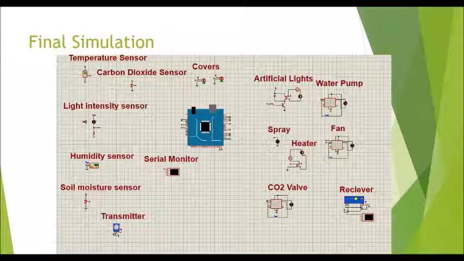The final components used in this simulation are transmitter, soil moisture sensor, serial monitor, humidity sensor, light intensity sensor, temperature sensor, carbon dioxide sensor, covers, artificial lights, water pump, spray, heater, fan, CO2 valve, and receiver.